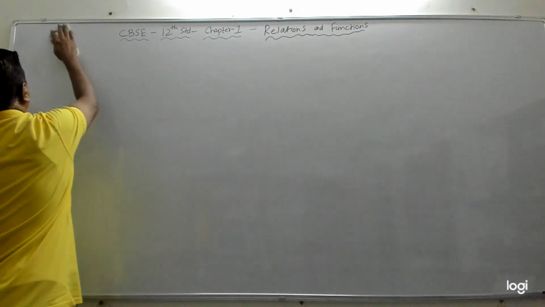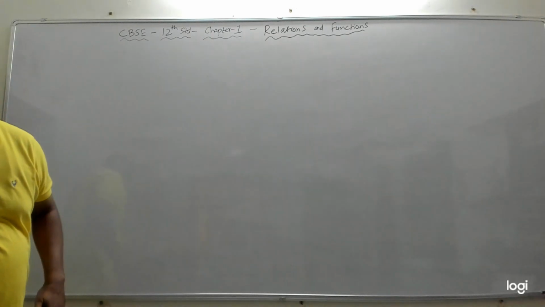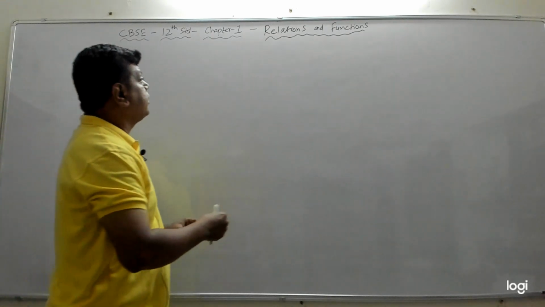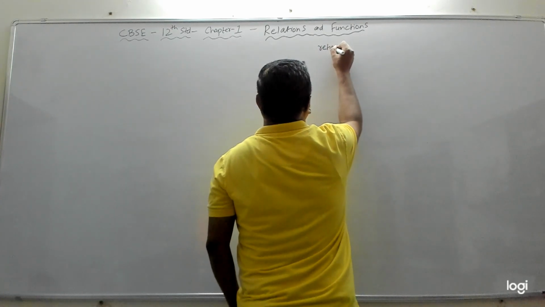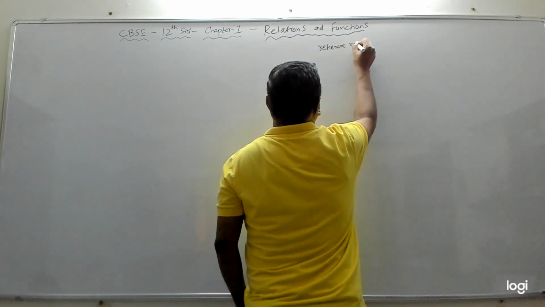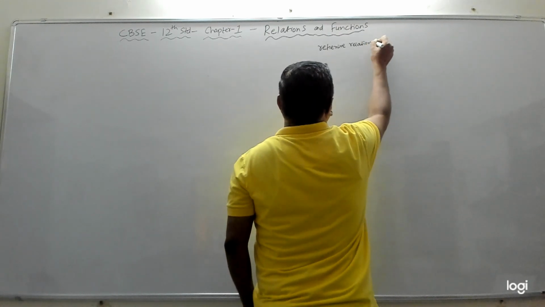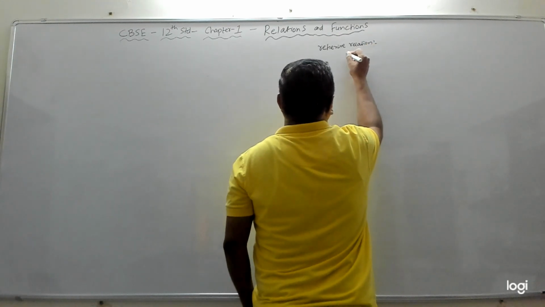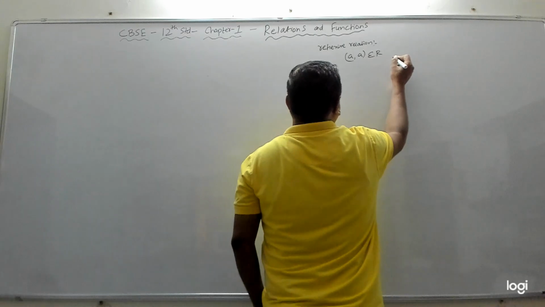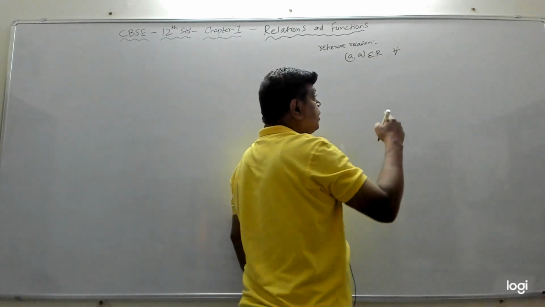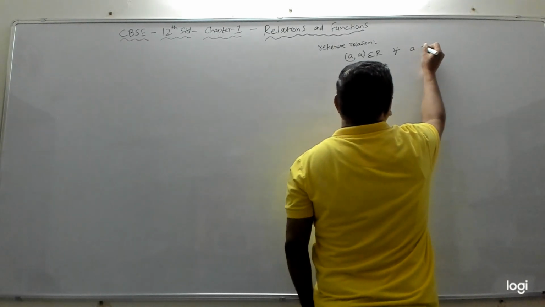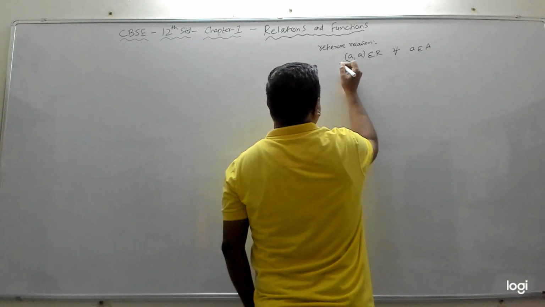Fine. Now we will take some examples. So I will write the definition of reflexive again here. A reflexive relation means (A, A) should belong to R for every A belonging to the set. This symbol means "for every" or "for each". For every A belonging to A, that is reflexive.